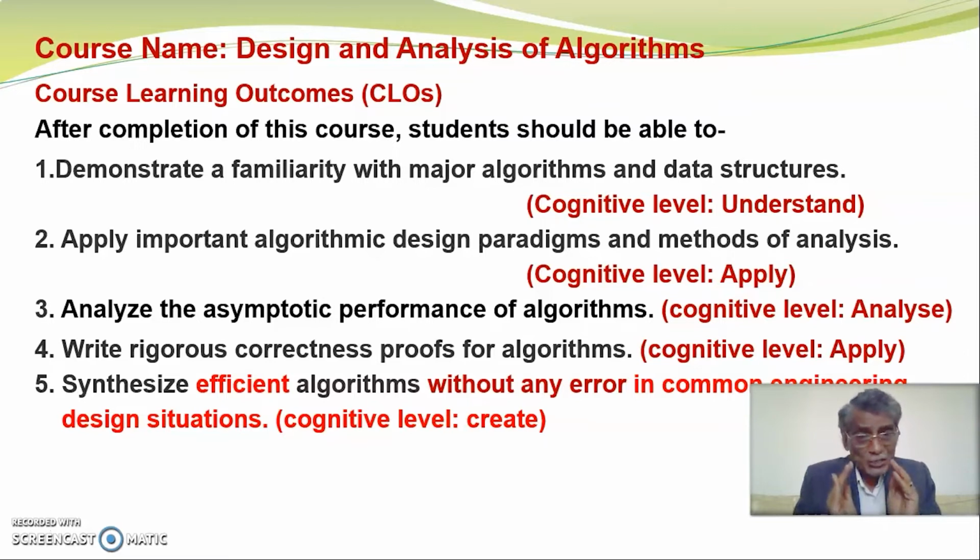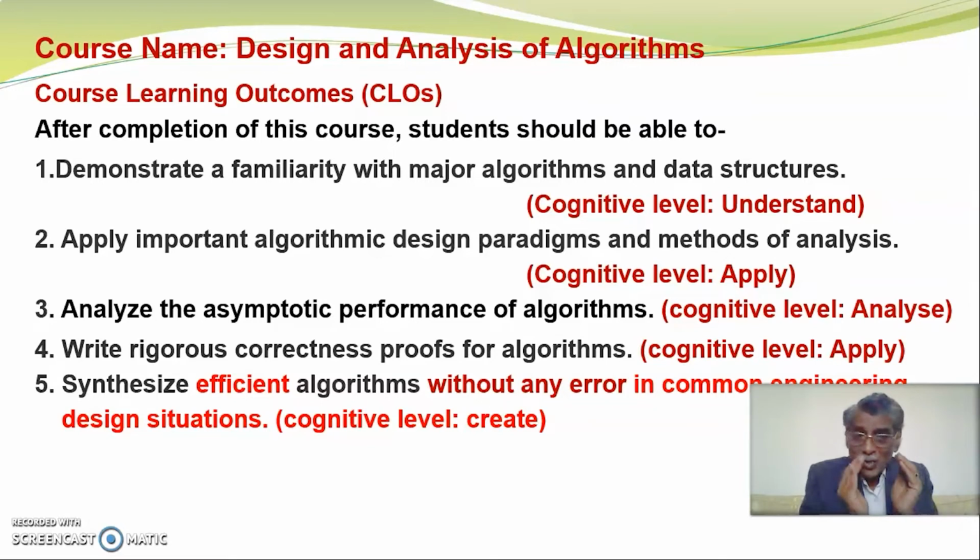Synthesize efficient algorithms. That is the performance part. Without any error. That is quality parameter. That means it is criterion part. In common engineering design situations. That is the context. That means the condition part. The fifth course learning outcome, therefore, consists of performance part, criterion part and condition part. Suppose some faculty think without any error is much of higher standard, it cannot be achievable, then you can remove.